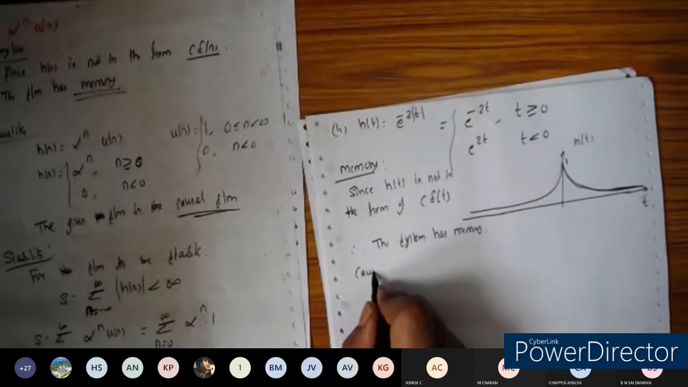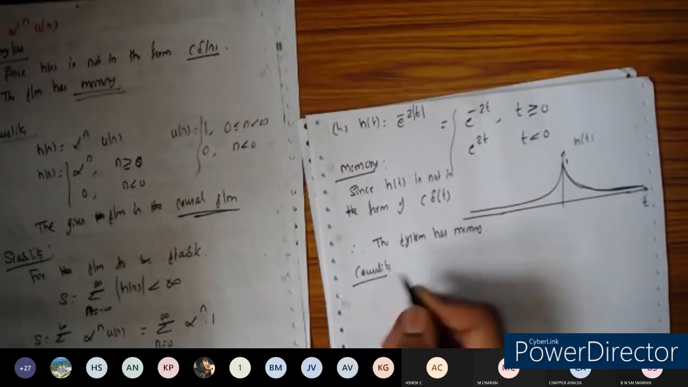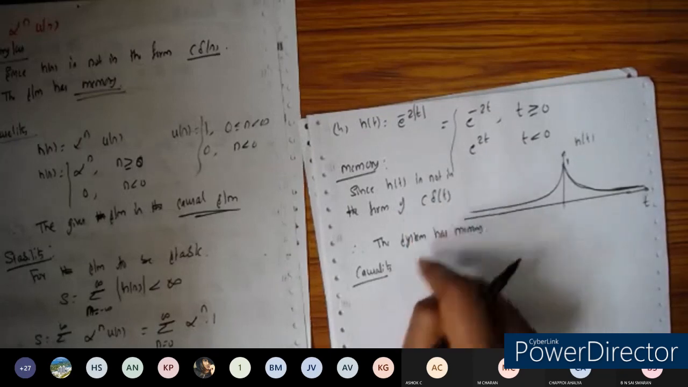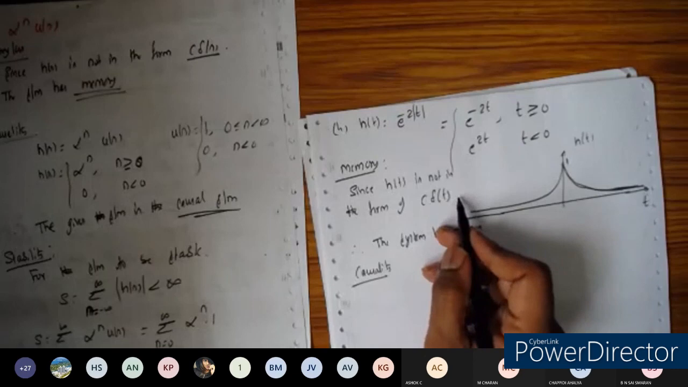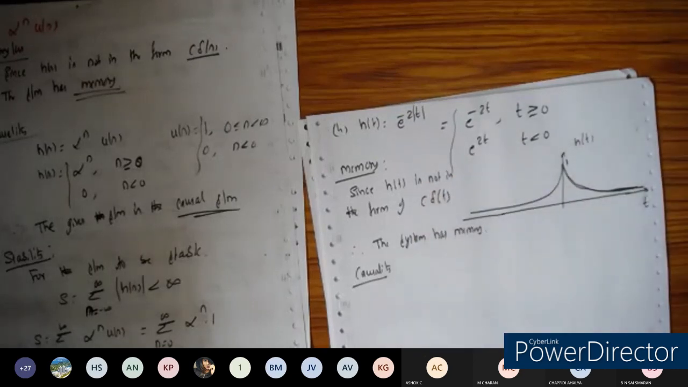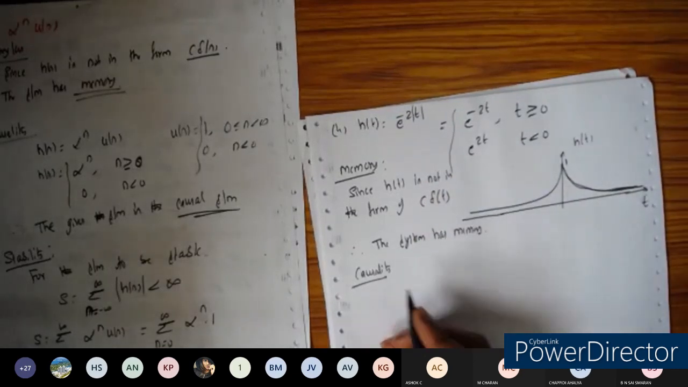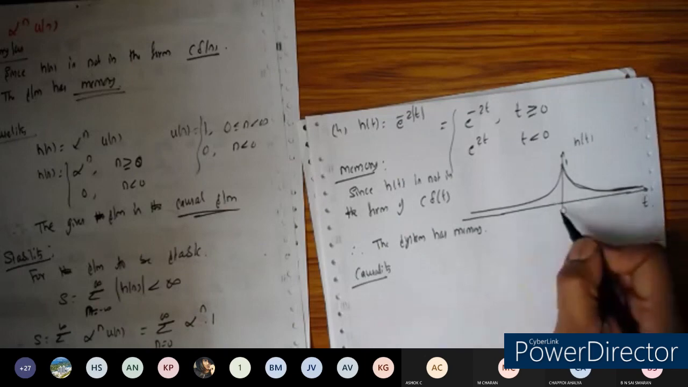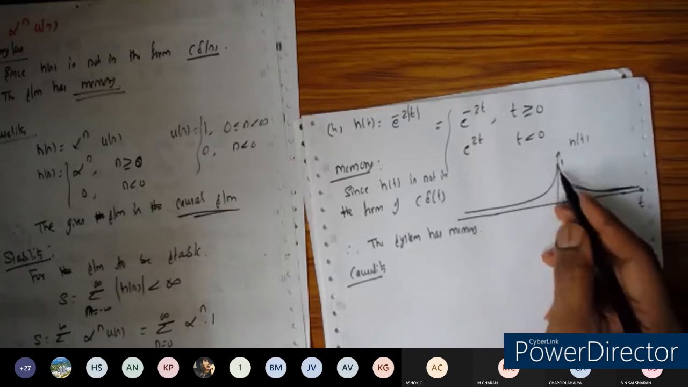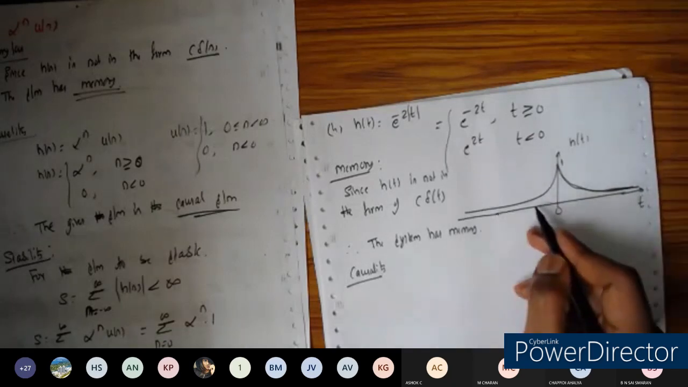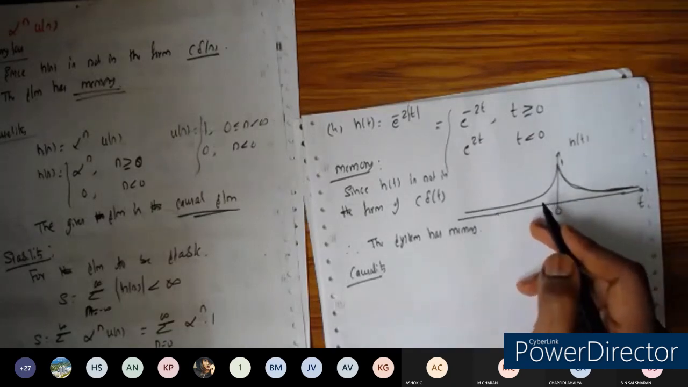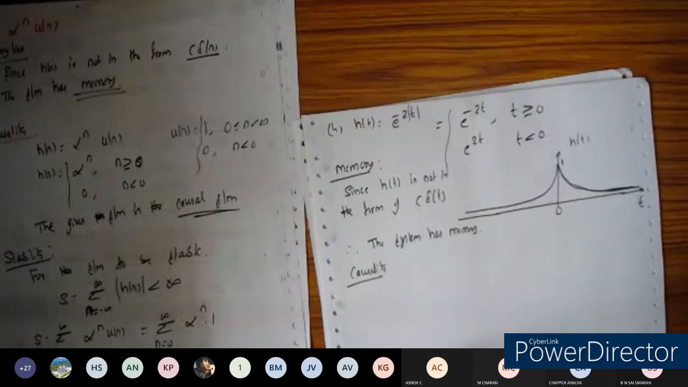Okay. So next, let us go for the causality property. Causality is very simple here. Just like the memory property, you need to compare whether it is in the form of c into delta of t, and then we can say it has memory. For the system to be causal, for t less than 0, h of t should be equal to 0. But for t less than 0, the signal is defined here. Therefore, we can say it is a non-causal system.